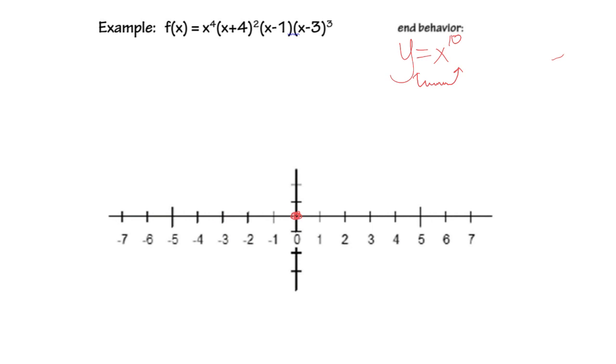So the very first one was at 0. Even power, going to bounce. At -4, that one is squared. Even power, going to bounce. At 1, it's just to the first power. That's odd, going to cut. And 3, that's to the third power, and that would be an odd power, so then it's going to cut.